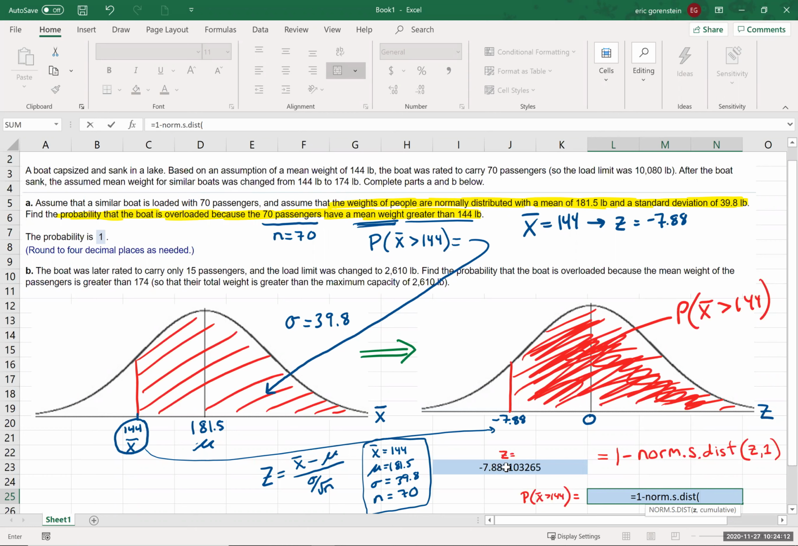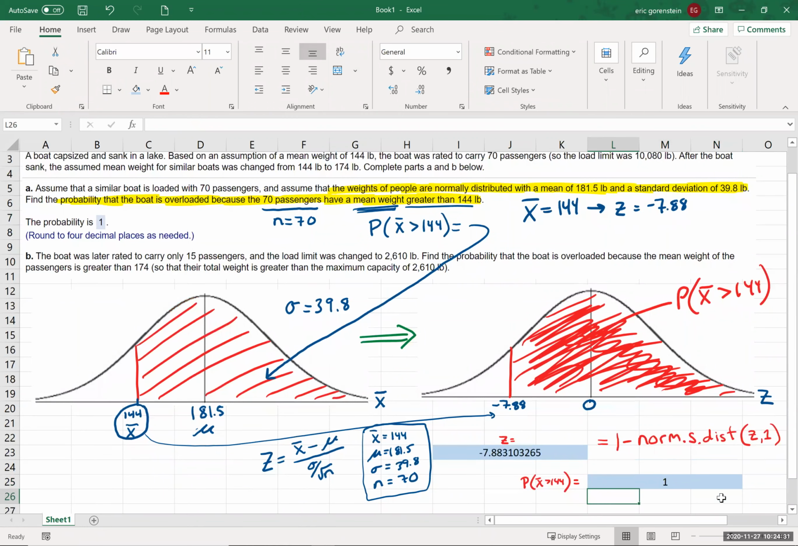And our z-score is right here, so I'll just click on that. Or you could type in the number negative 7.88, either way, comma 1. And the reason that Excel gives us an answer of 1 is because it's very, very close to 1. It's like 0.999999, maybe 15 nines, which is not exactly 1, but when you round it to 3 decimal places or 4 decimal places, the directions say round to 4 decimal places, you get 1.